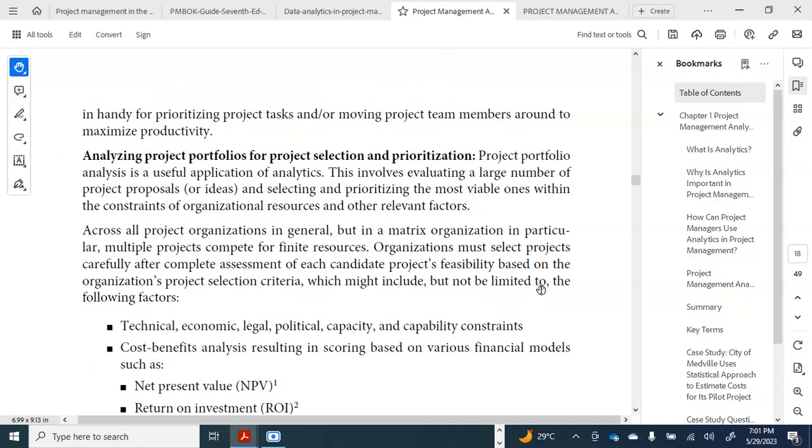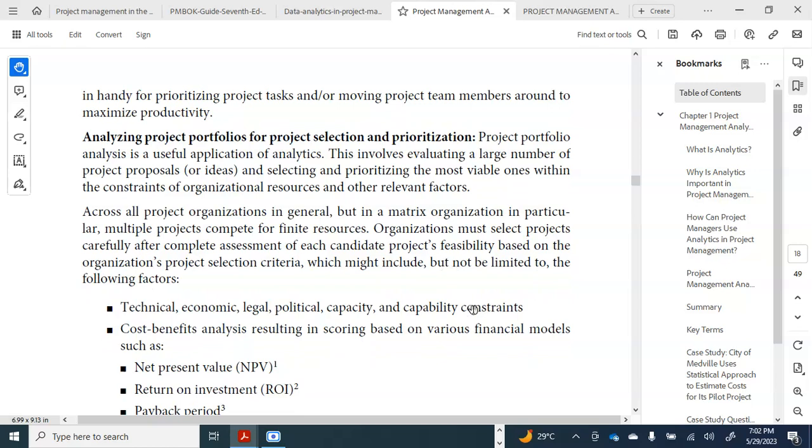So we move ahead again: analyzing projects and portfolio for project selection and prioritization. Project portfolio analysis is a useful application of analytics. This involves evaluating a large number of project proposals or ideas and selecting and prioritizing the most viable ones within the constraint of organizational resources and other relevant factors. Across all project organizations in general, but in a matrix organization in particular, multiple projects compete for finite resources. Organizations must select projects carefully after complete assessment of each candidate's project feasibility based on the organizational project selection criteria, which might include but not be limited to the following factors.